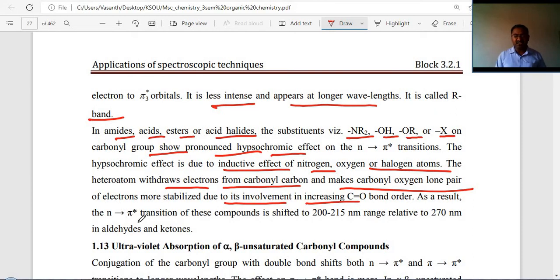As a result, the n to pi star transition of these compounds is shifted to the 200 to 250 nanometer range, relative to 270 nanometer in aldehydes and ketones.